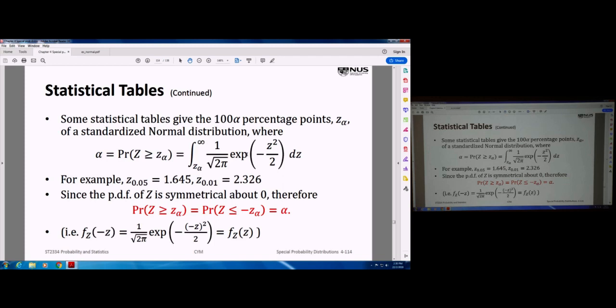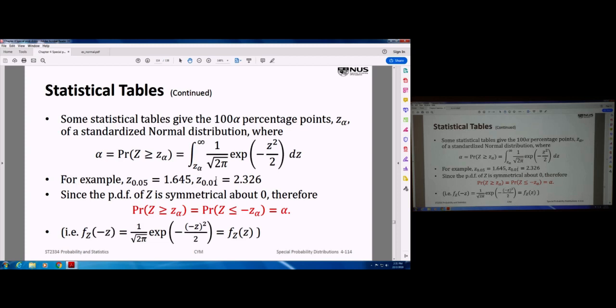So here what I'm going to try and do is interpret what this thing means. Basically, if I take alpha as 0.05, so this area here is 0.05, then what the table is telling you is this value of z here. This is called little z alpha, a point on the z axis. In this case, you can just about read it: 1.645 is the value for which the probability that a Gaussian random variable is bigger than 1.645 is 0.05. That's what it means.